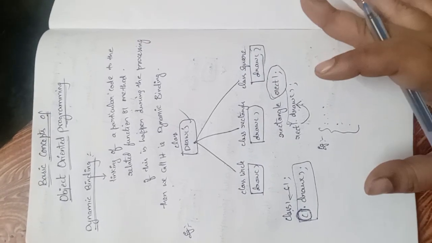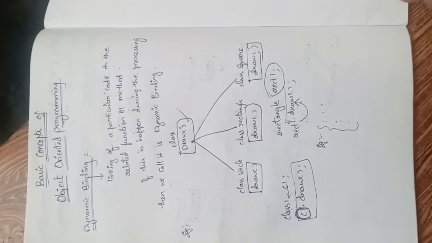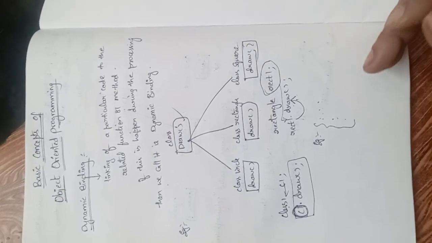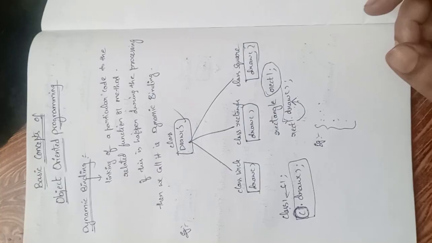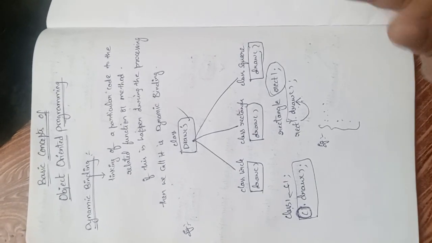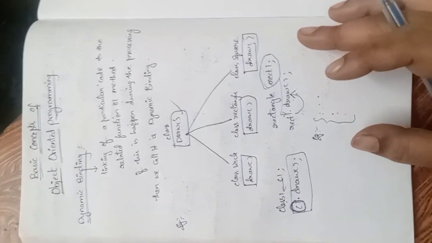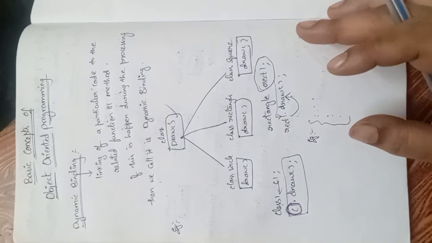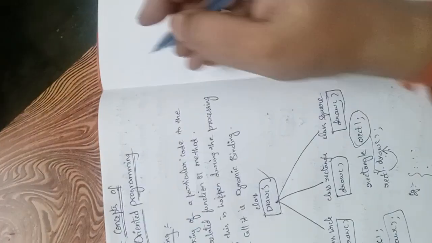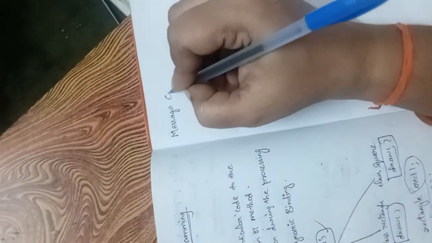Dynamic binding is the property which refers to the methods or code. Okay, methods or code related to which class or related to which object must be processed at that particular point of time. Okay, this is called dynamic binding. So the next property is message communication.